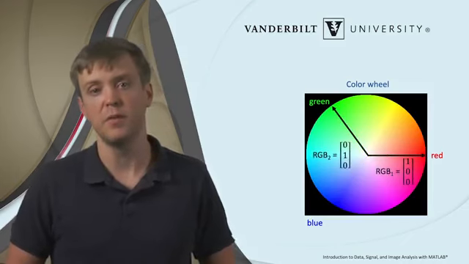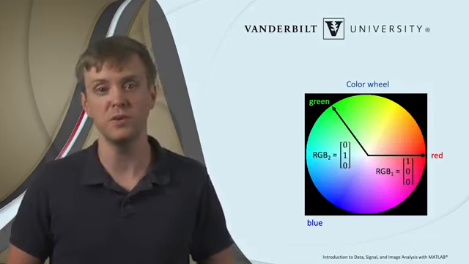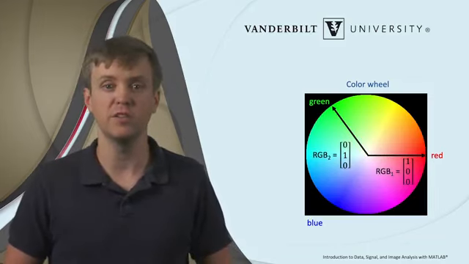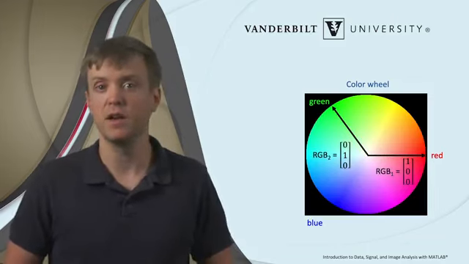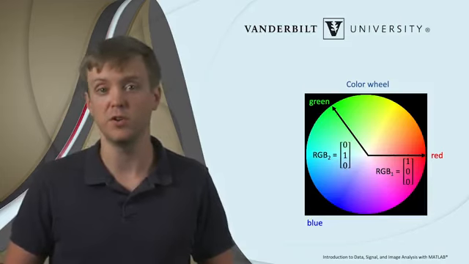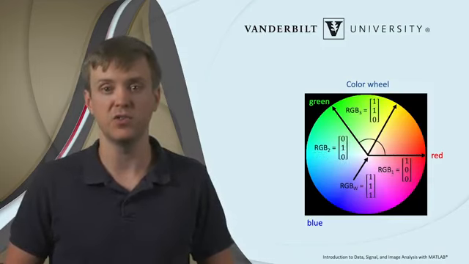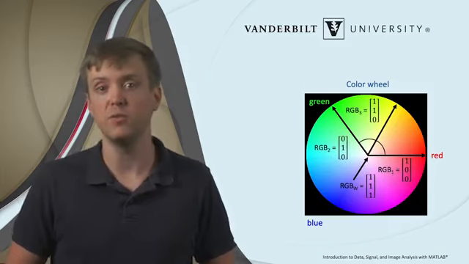For example, a pixel with an RGB triplet of RGB1 equals 100 has a vector that points to pure red. RGB2 equals 010 has a vector that points to pure green. If we mix these 2 colors together by adding their triplets, we get a vector on the color wheel that splits the angle between the 2, resulting in the yellow color.